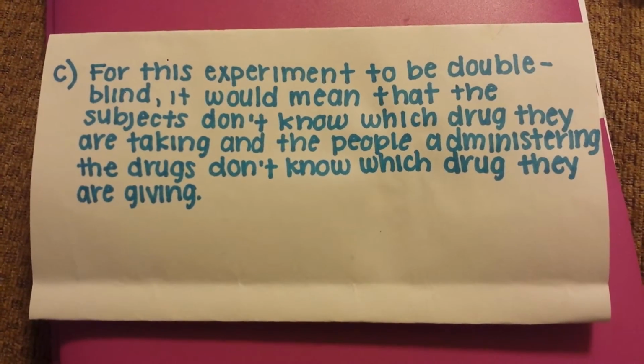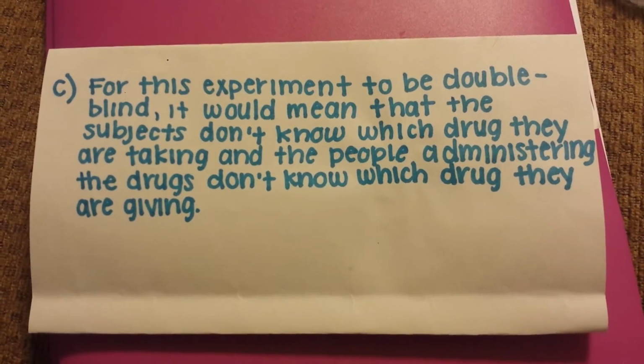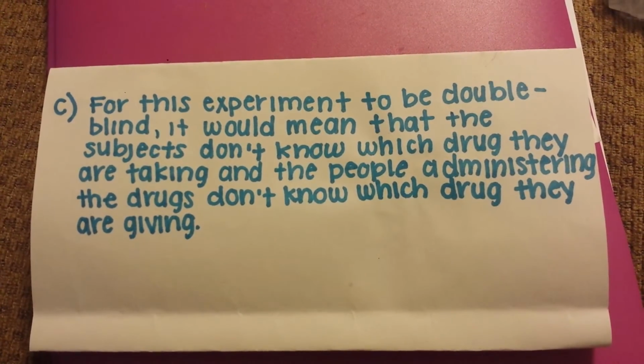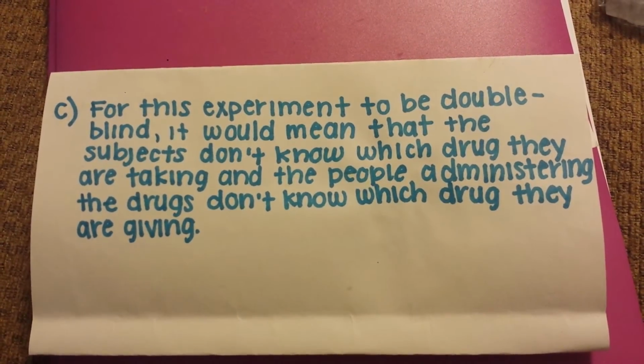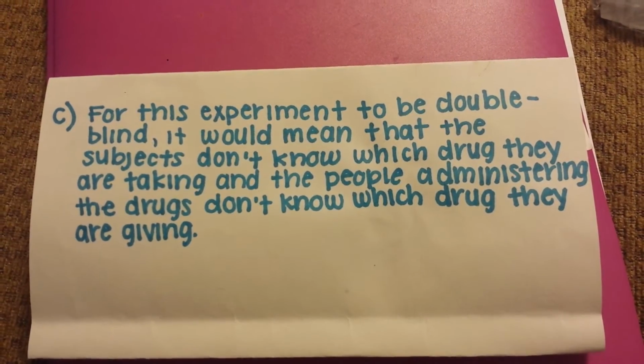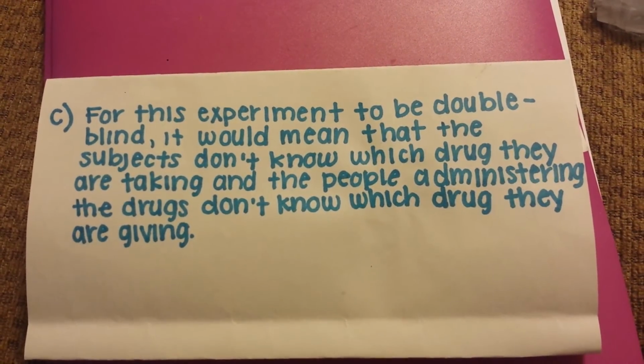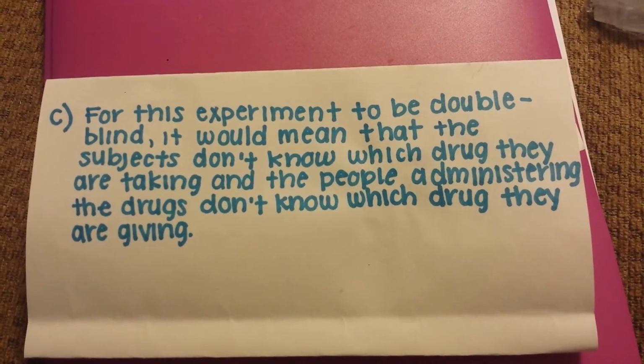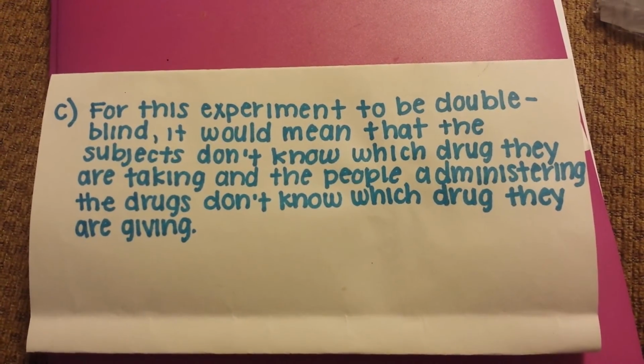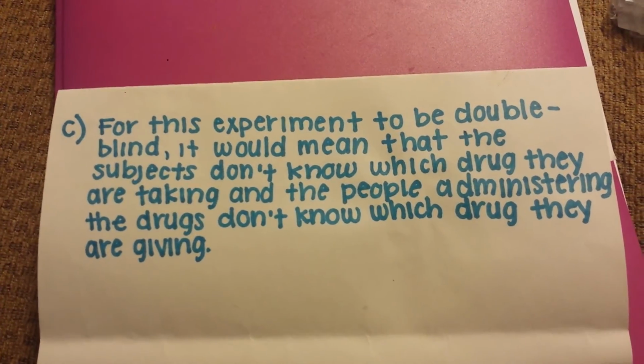C says, the experiment was double-blind. Explain what this means. So for this experiment to be double-blind, it would mean that the subjects don't know which drug they are taking and the people administering the drugs don't know which drug they are giving. And that's all for the basic question.